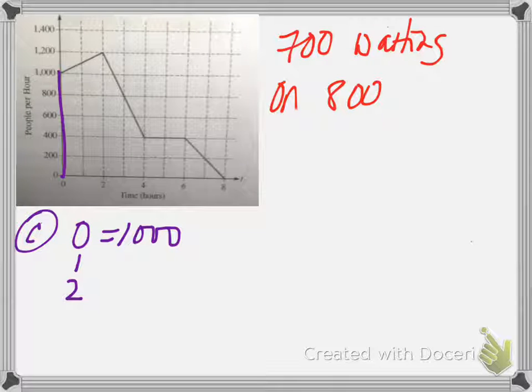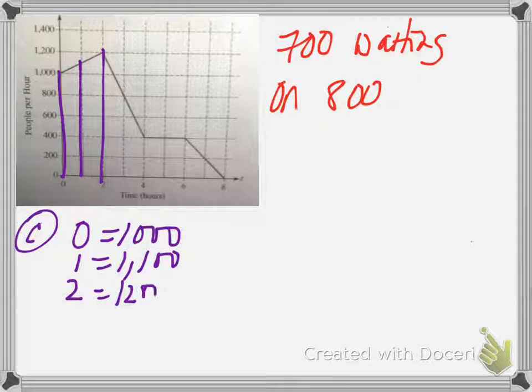Okay, what's happening at 1? Looks like 1,100. What's happening at 2? It's 1,200. Well, let's just go one more just in case. And at 3, it was 800. So this is the people that were coming in. And so they're coming in, and there's all these people, everything.